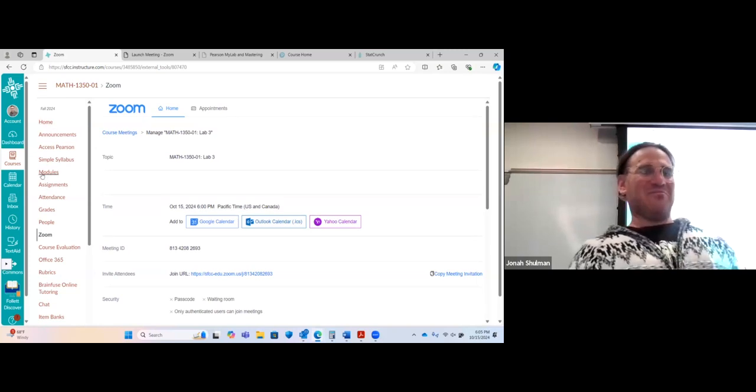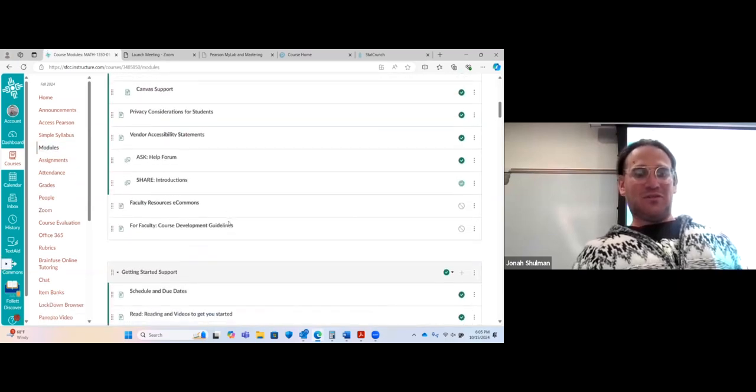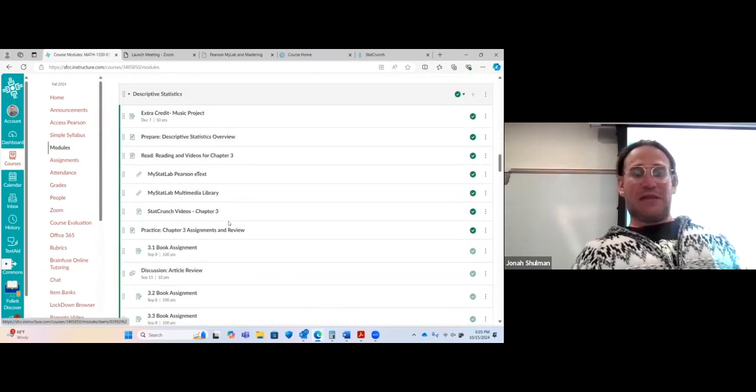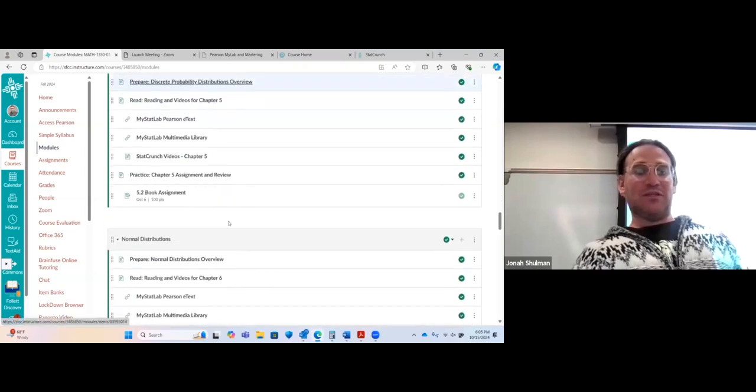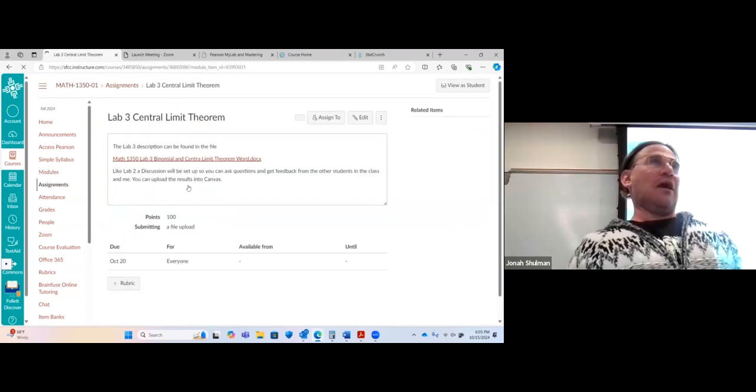So where is this lab? The first step is go to modules. And I'm going to give you some tips. You're going to go to lab 3, the last lab. Can't believe we already did all 3 labs, but it happens. So here is lab 3, central limit theorem.